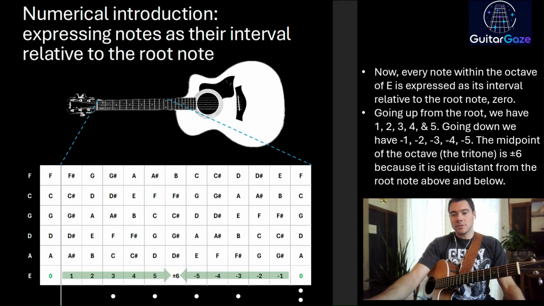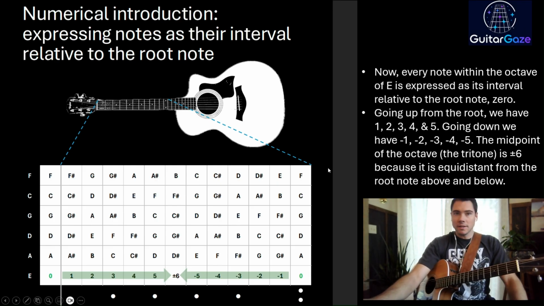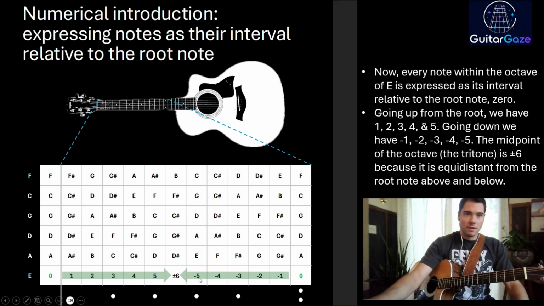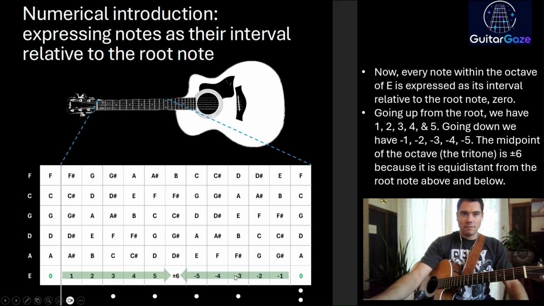Now we're going to assign numbers to the rest of the notes, and that is going to be based on that note's location relative to the root note within that octave. So anything that is within 6 frets above the root note is going to have a positive value, and anything that is within 6 frets below the root note is going to have a negative value.